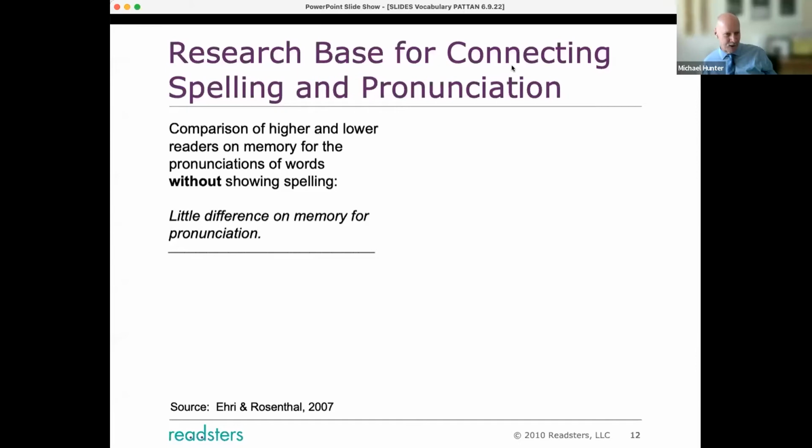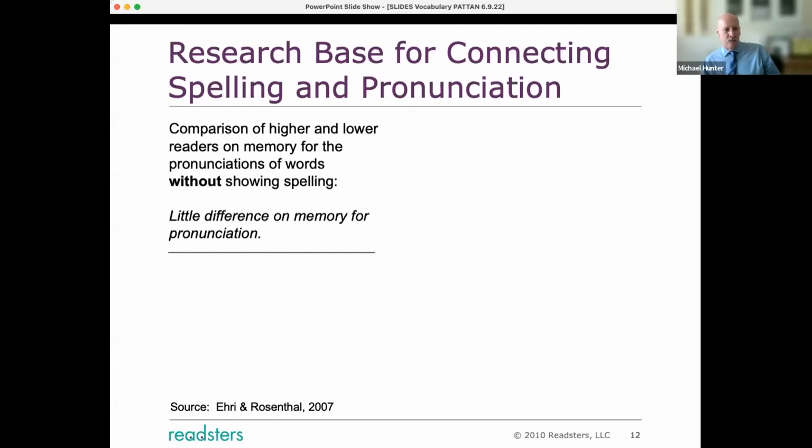Any more? Okay, let's talk about the research base for connecting the spelling and pronunciation. This was a study done by Linnea Ehri and Rosenthal in 2007. They compared higher and lower readers for memory of the pronunciations of words, first without showing the spelling. They pronounced some words for the two groups, a group of higher readers and some lower readers separately, and then did a recall assessment to see how many of the words the students could recall having just heard the word. This was not about vocabulary instruction. This was just how do they do with remembering the word having just heard it?